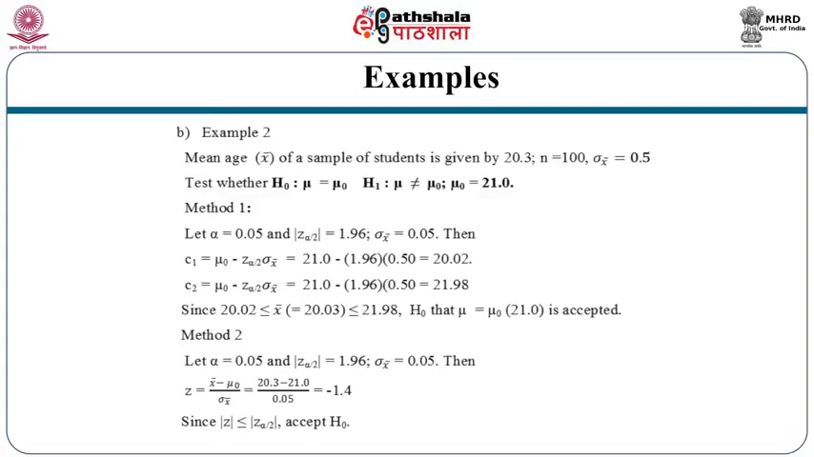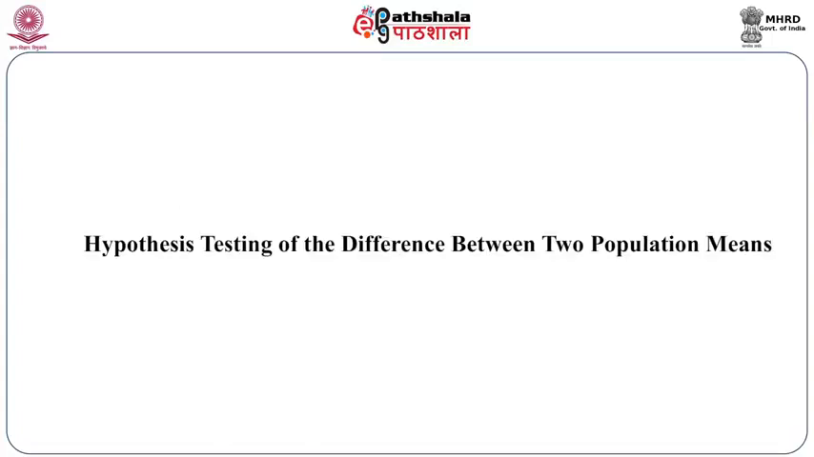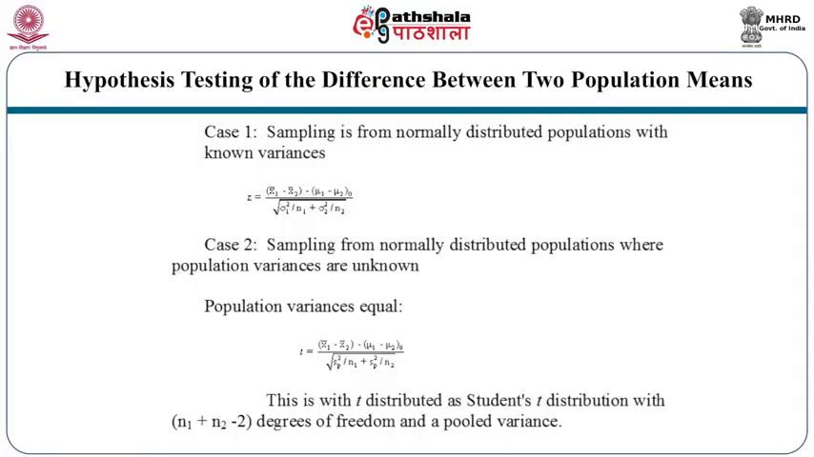We can also test whether the differences between the two population means are 0 or not. This has been defined in this particular slide, where the z statistic is given as x1 bar minus x2 bar minus (mu1 minus mu2) naught, divided by the square root of sigma 1 square by n1 plus sigma 2 square by n2.